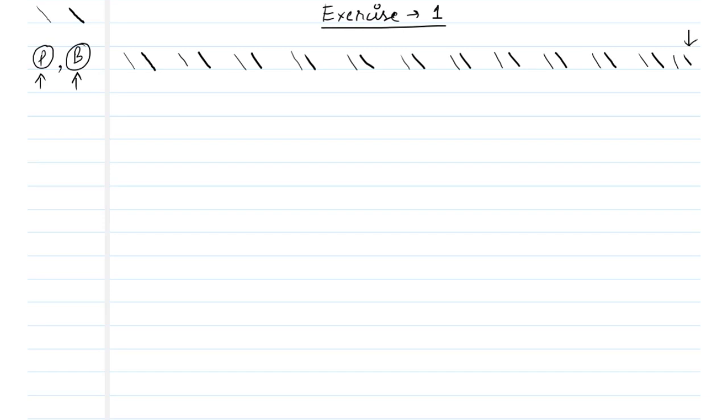And now the next characters are T and D. Okay, so it goes like this. T, D, T, D, T, D, T, D.